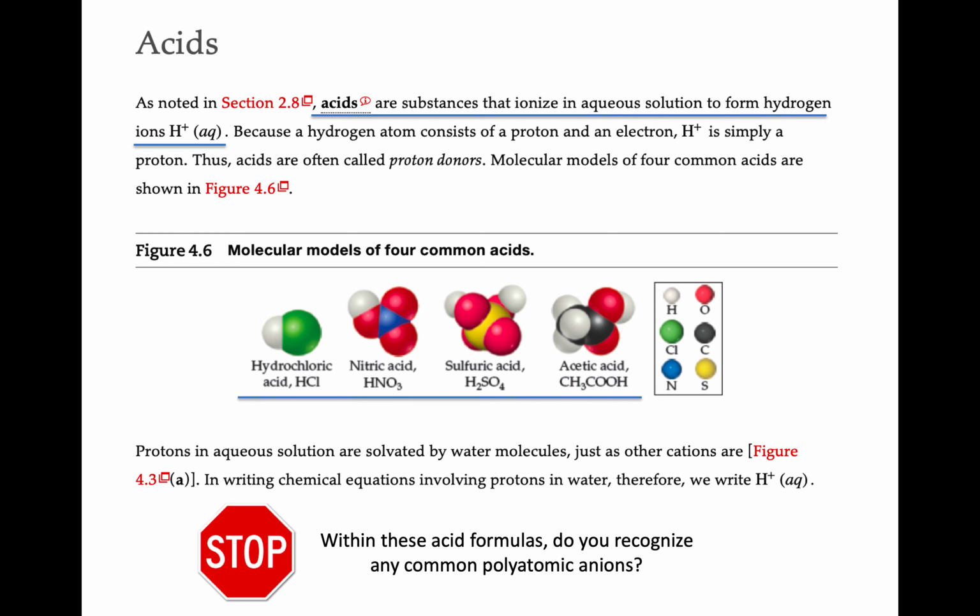If we look within the different formulas here for common acids, hydrochloric acid, nitric acid, sulfuric acid, acetic acid, in some of the examples we have polyatomic anions that we were supposed to have memorized. So take a second, pause the video. Within these common acids, which polyatomic anions do you recognize?